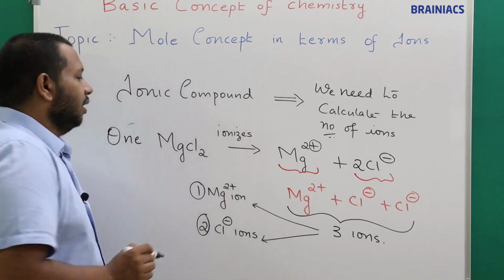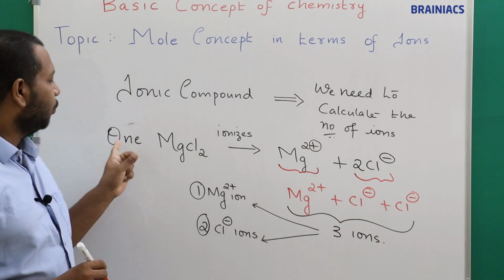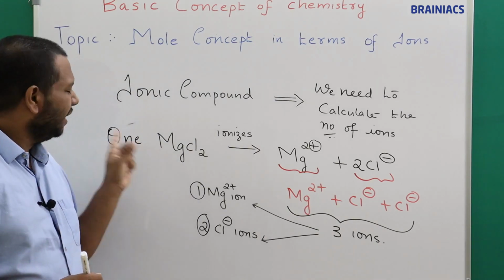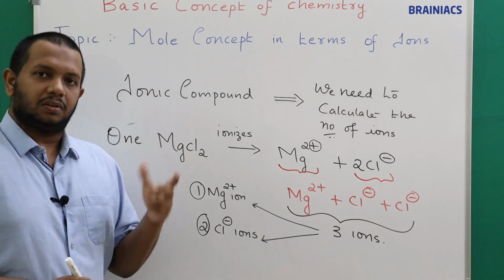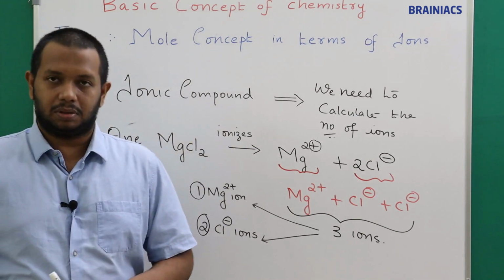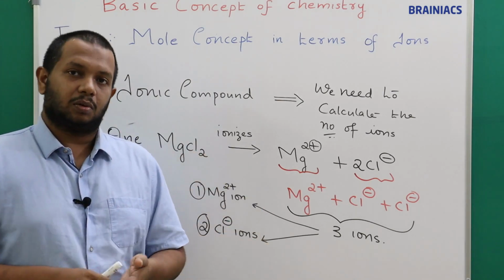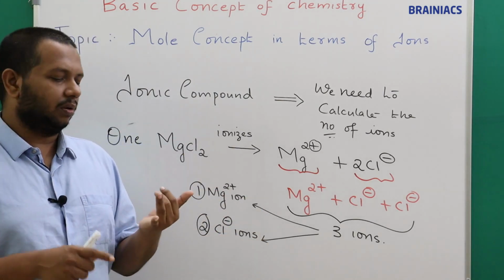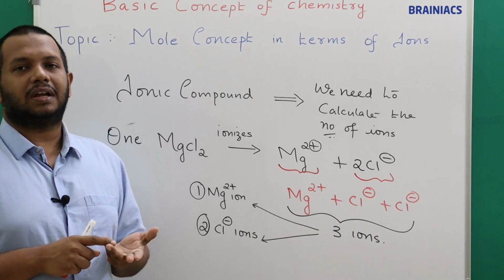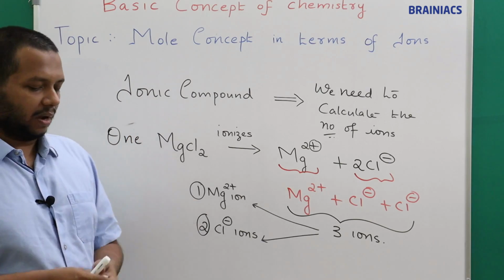Now the question goes in another way. Instead of 1, they can give you anything here. They can ask you in Avogadro number, or they can give a mass, or they can give something like an Avogadro number. So all these things you need to now analyze.